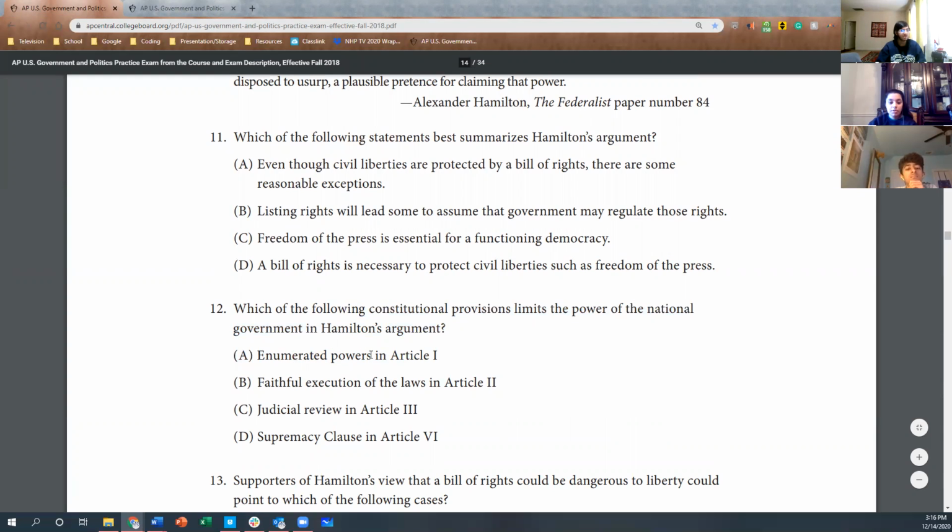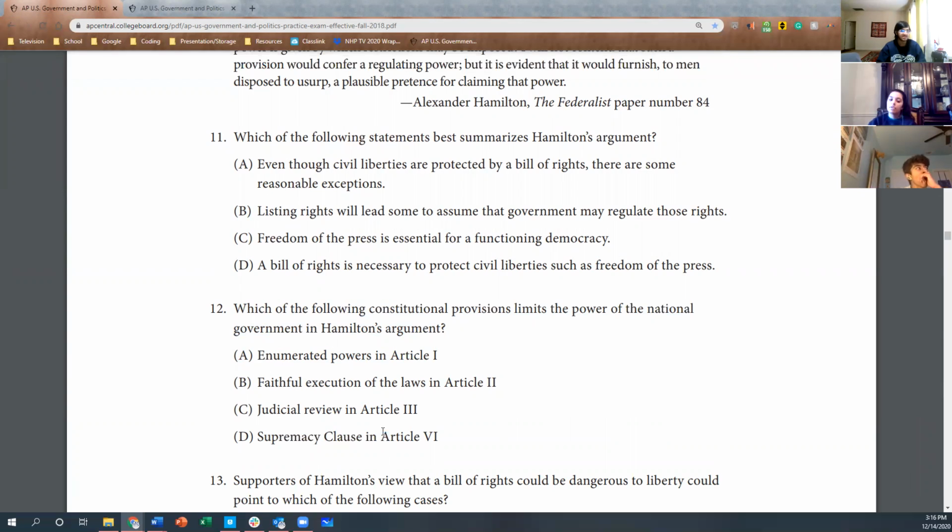Which of the following constitutional provisions limits the power of the national government? Enumerated powers. I think that's the answer, but we can check. Because enumerated powers explicitly say what they can do. Supremacy clause doesn't. Supremacy clause gives more power. Judicial review gives more power, and judicial review isn't even in Article 3.